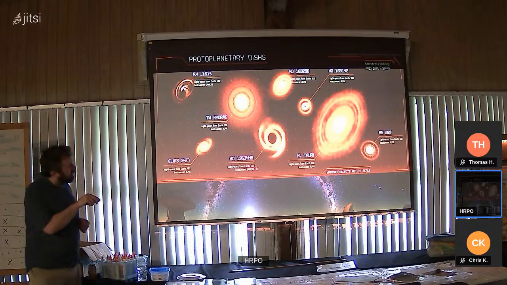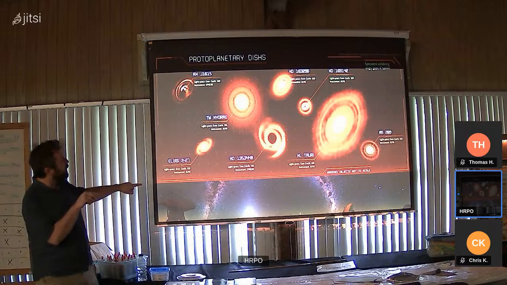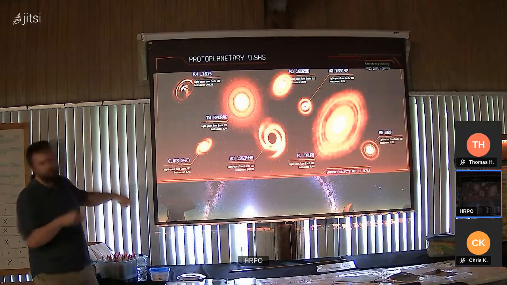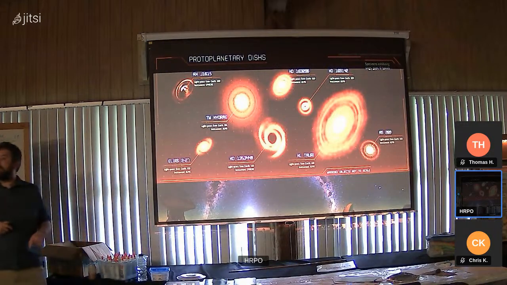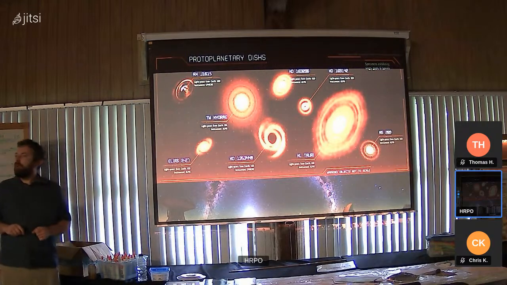And then most of these are from ALMA. I guess this one, so I should be careful. Nearly all of them are ALMA, but two of these are from SPHERE, which is a near-infrared instrument. So this is imaged in a different way from these, and that might be the explanation. It's not that there's nothing there, it's just not that wavelength.